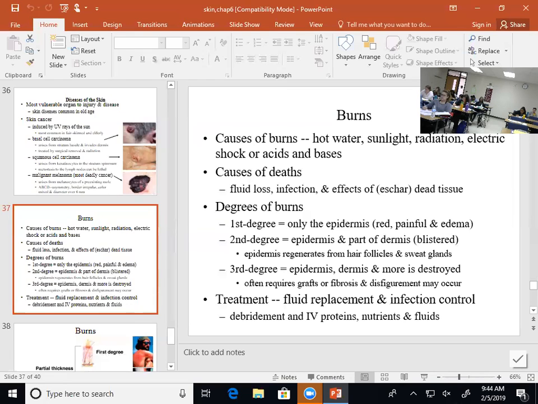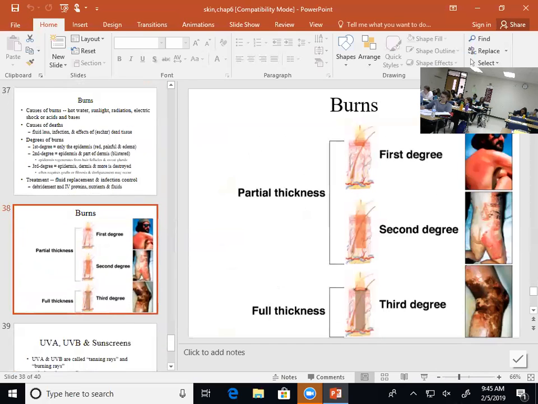So if it is third degree though, this is called full thickness, and you have gone down to the hypodermis and you have lost a huge margin here. This is definitely going to have scarring, fibrosis, which we know means scarring, don't we? And depending on its margin, how big it is, we might have to do grafting. So this is serious, third degree. So fluid replacement first, and then you worry about infections afterwards.